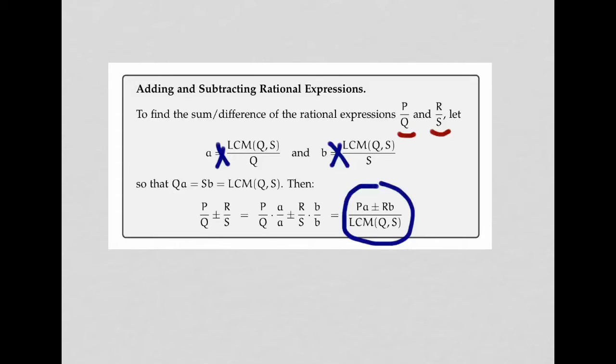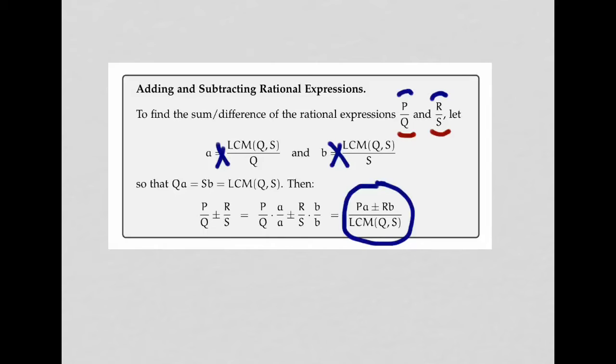Take p, which is the numerator of the first expression, multiply it by a, then add or subtract, depending on whether your expression is adding or subtracting, r, which is the numerator of the second rational expression, times b, and divide everything by the LCM of q and s. We're going to apply this rule to add or subtract various rational expressions.